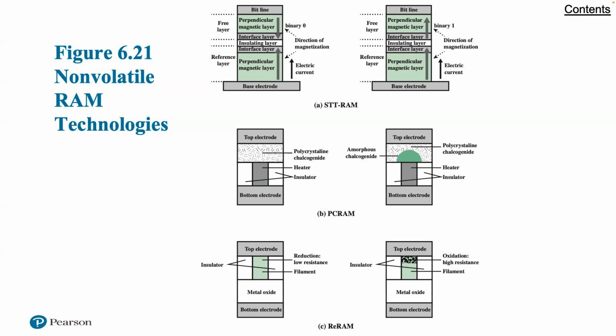Figure 6.21a illustrates the general configuration. STT-RAM is a good candidate for either cache or main memory.